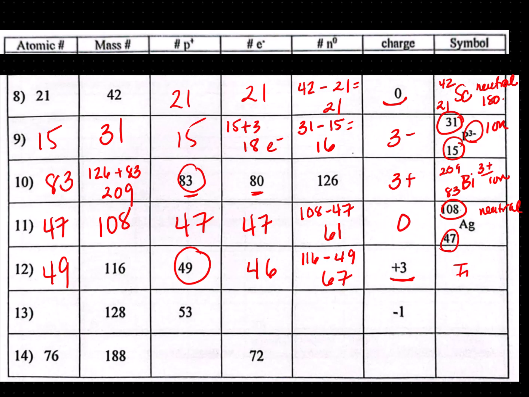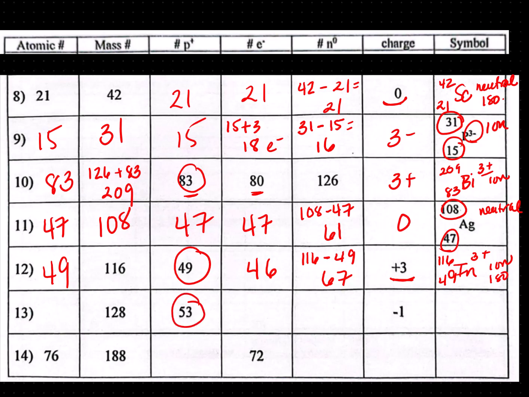This is indium on the periodic table. It has a plus 3 charge, a mass number of 116, and an atomic number of 49. This is an ion because it's charged. It is an isotope because the mass numbers do not match.